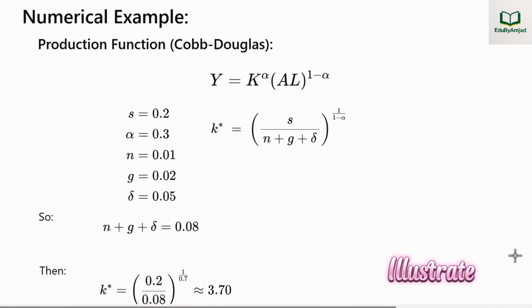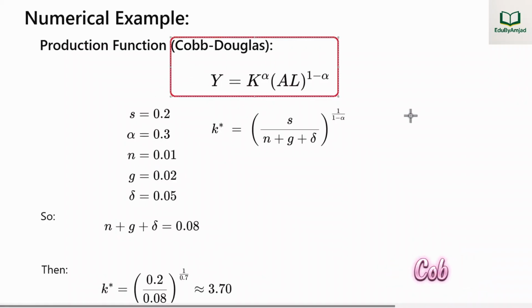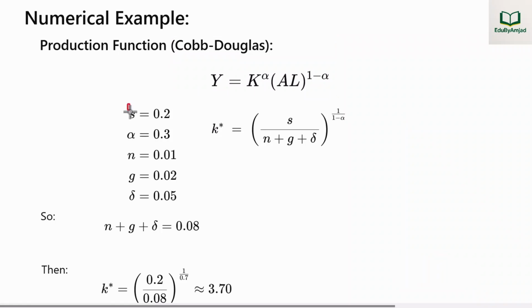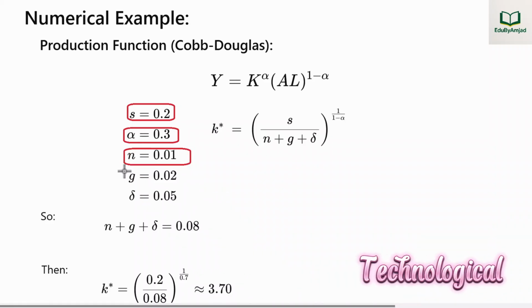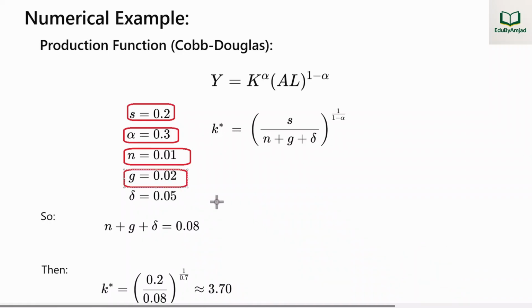Now let us illustrate the Solow model using a numerical example. We assume a Cobb-Douglas production function per effective worker. The saving rate is set equal to 20%. The capital share, alpha, is set equal to 0.3. Population growth is 1% per year. Technological progress is 2% per year. The depreciation rate is 5% per year.